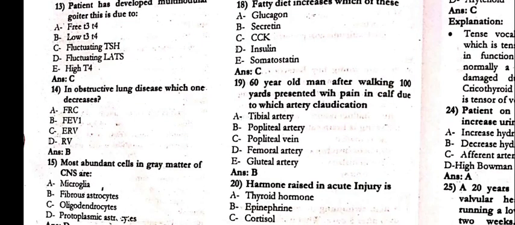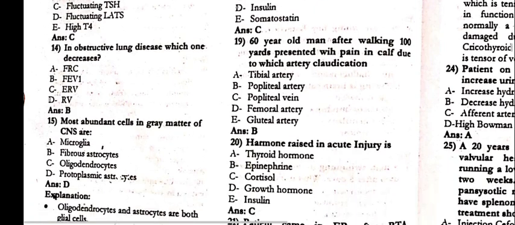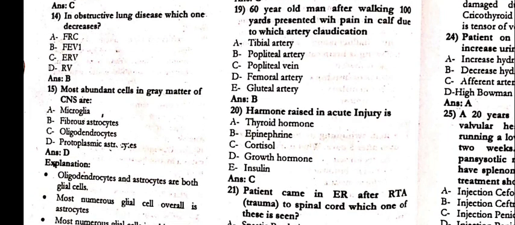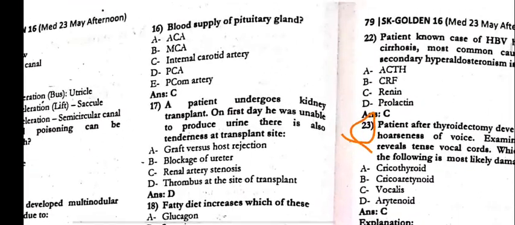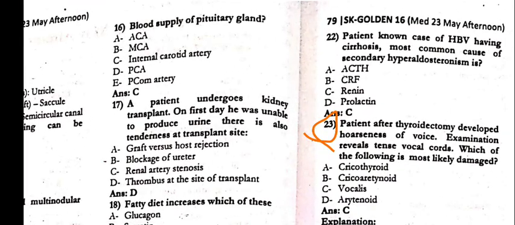14, in obstructive lung disease, which one decreases? That is the FEV1. 15, the most abundant cells in the grey matter of the CNS are the protoplasmic astrocytes. Next, question number 16, the blood supply of the pituitary gland is the internal carotid artery.